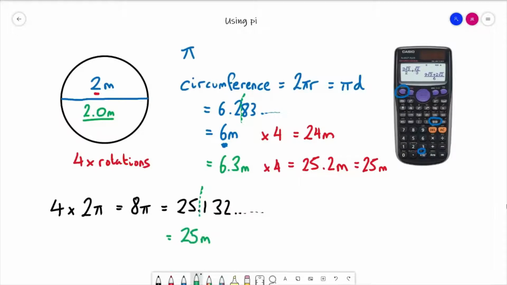So as I said, it's perfectly acceptable to use an exact calculator answer, in this case 8 pi, or indeed to use pi itself as we're working through our calculations for a final answer. And we can see that if we round too early, we end up with an answer such as 24 meters, which is not the correct answer once we've done our final rounding.